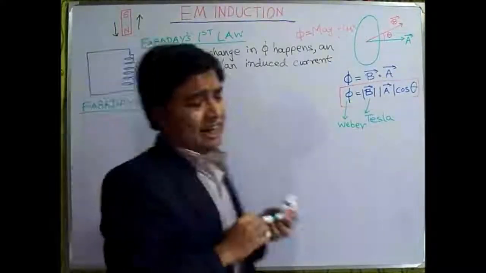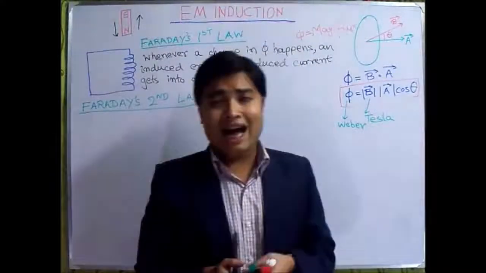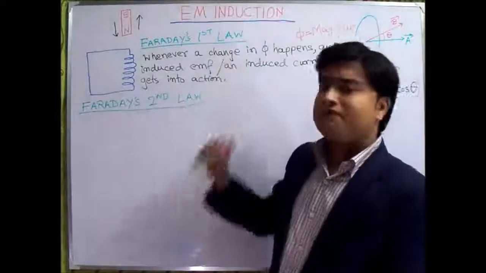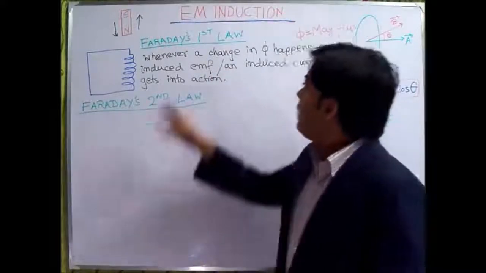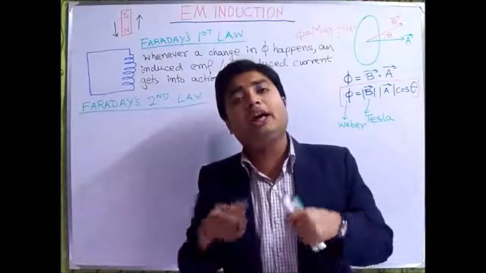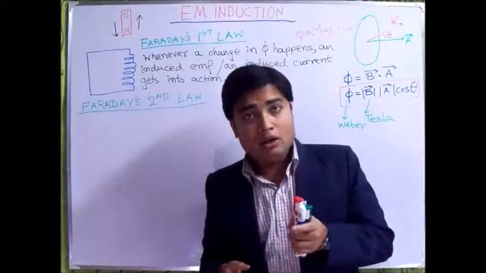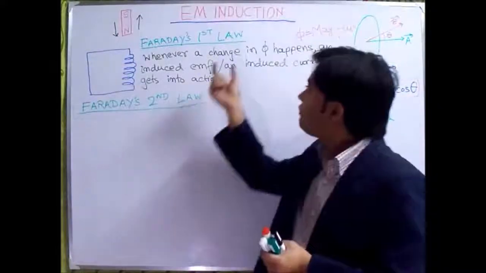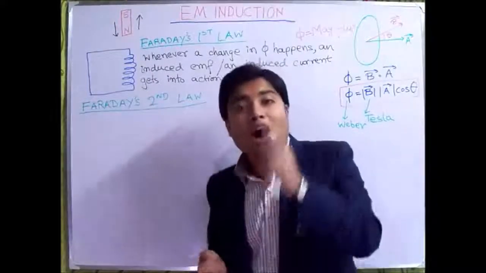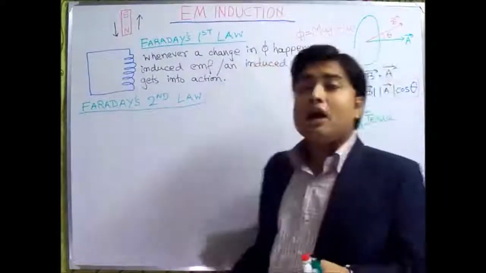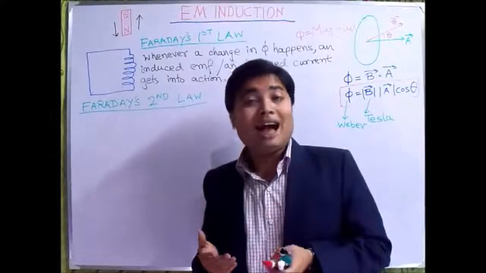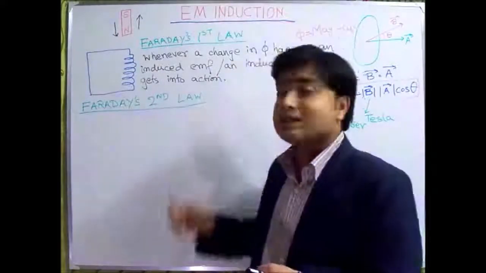Now in Faraday's second law, it is proposed that, as you can see from Faraday's first law, whenever there is a change in phi, an induced EMF or an induced current takes place. But for how much change of this phi, how much EMF shall be induced? Or for how much change of phi, how much electric current shall be induced within a circuit? That is given by Faraday's second law.